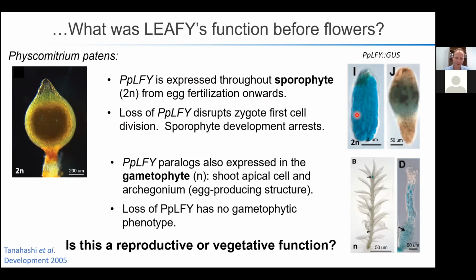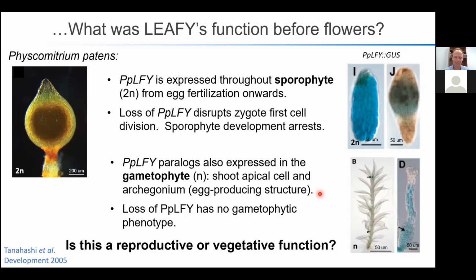And to confuse matters further, they also found that LEAFY was also expressed in this other phase of the life cycle that moss has. So this haploid phase, which is much bigger and effectively forms the main body of the moss. So they found that LEAFY was being expressed in shoot apical cells at the top of these shoot-like structures, and also in these egg-producing structures called archegonia. So that suggested that there was an ancestral role here, which again might be vegetative, might be reproductive. But when you knocked out LEAFY in this system, there was no actual effect on the phenotype. So no one was really quite sure what it was doing.